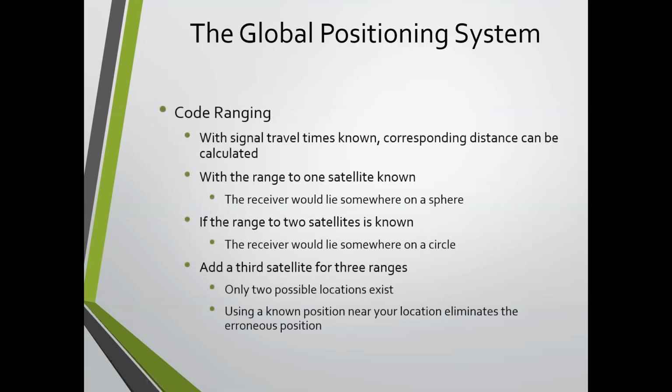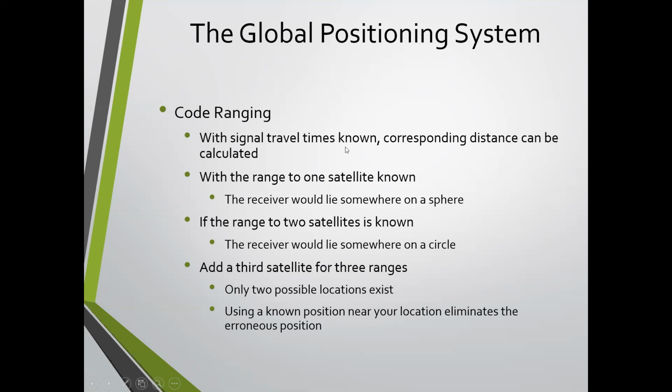So with code ranging, with your signal travel times known, your distances can be calculated. With the range to one satellite, the receiver would lie somewhere on a sphere. If you think about wherever that satellite is sending a radius out, that's the distance over that time, but three-dimensionally you'd get a sphere. Obviously that's not enough to tell you where you are. If you have the range to two satellites, you have to lie where those two spheres intersect. Where two spheres intersect generates a circle, so you would still have a big area of possible location. A third range kind of locks it down. It gives you two possible locations, but obviously one is going to be erroneous because usually one is going to be above the Earth and the other one is going to be down in it.